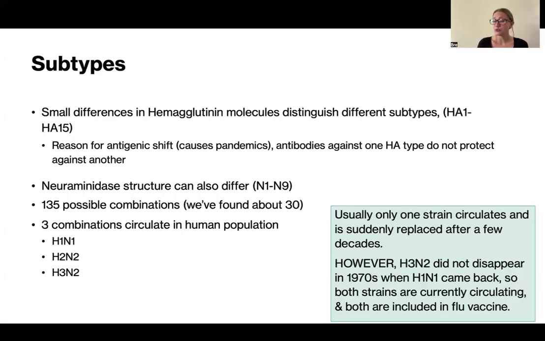We have H3N2 and H1N1. So both are included in the flu vaccine. Kind of crazy that we have both circulating. There are some studies that suggest that this has happened before in the past, but we for sure know that it's happening now.